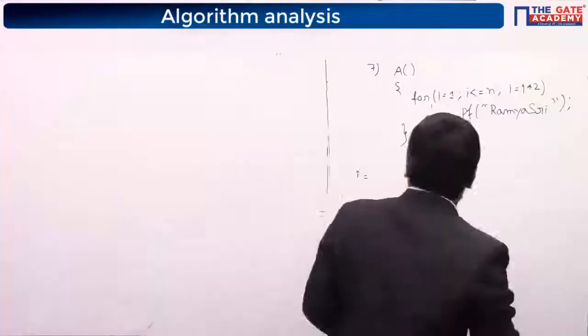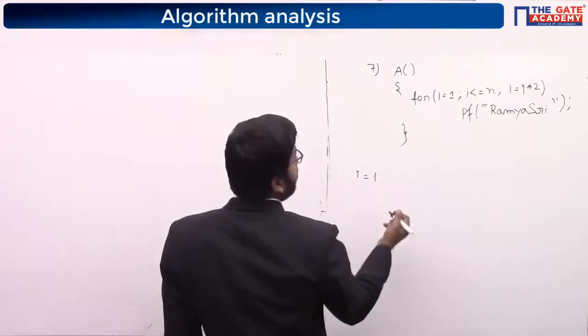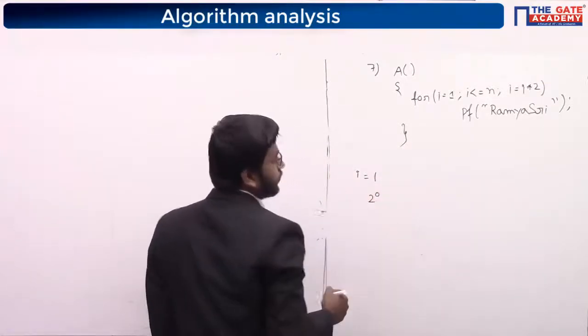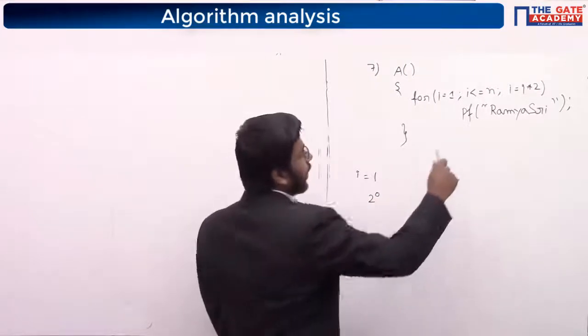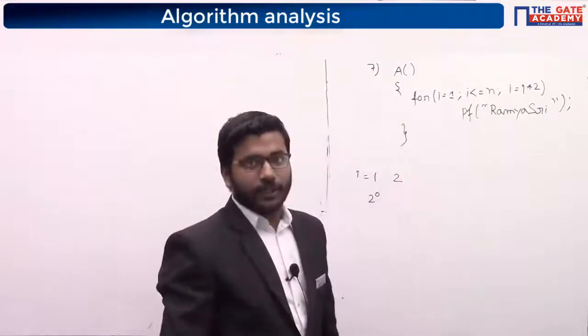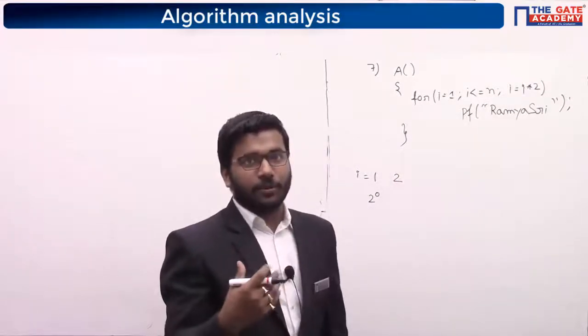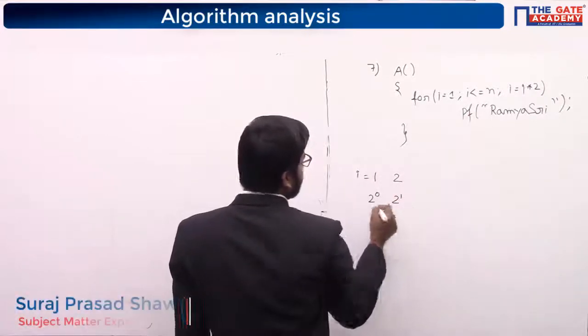See, when i is 1, that is 2 to the power 0. Okay, executed once. Then i will become i into 2. i will become 2. I am assuming that it is smaller than n only. I am just assuming that n is a bigger polynomial. So 1 into 2 is 2. That is 2 to the power 1.